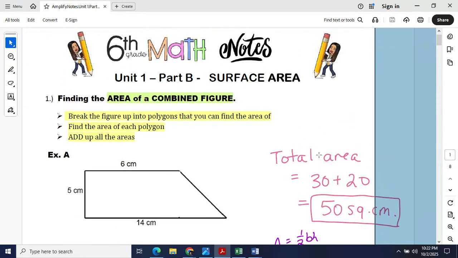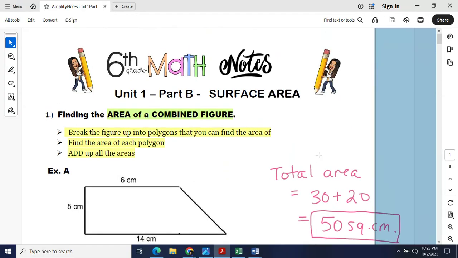So I want you to see if you could pause this video and try to find the area of this. Now it is a trapezoid, but we haven't gone over a formula for a trapezoid. So what I would like you to do is try to see if you could break this up into polygons that we have found the area of. So far we have done rectangles or parallelograms and triangles. So go ahead and pause, see if you can do that. Break this up, find the area of each polygon, and add up all the areas. And the total area would be 50 square centimeters.